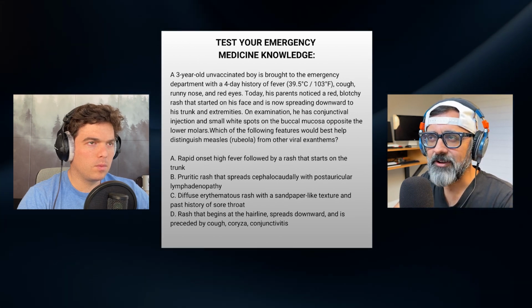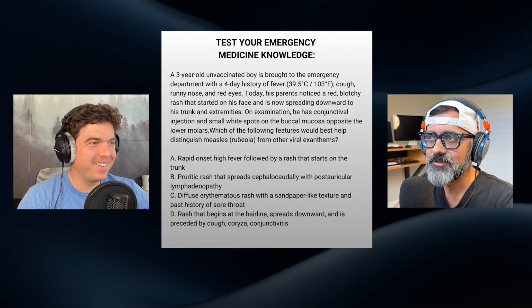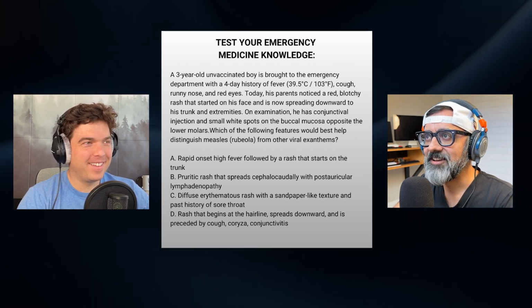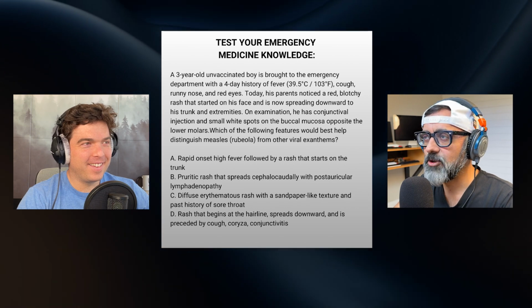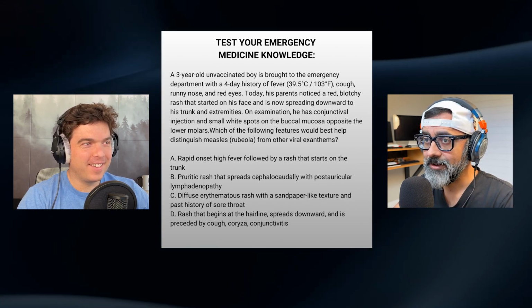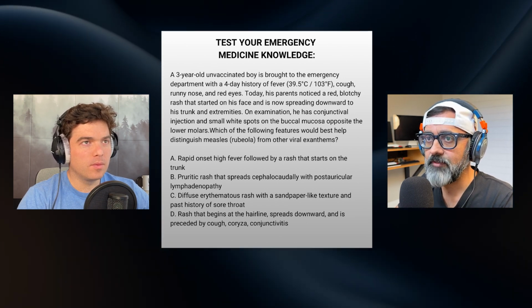And I know you were thinking, oh, I got this, it's measles. No, the test question takes it a step further. It's measles, but how are you making that dreaded distinction, which is so hard to make? Is this just another viral rash or not? Exactly. So again, which of the following features would best distinguish measles from other viral exanthems?